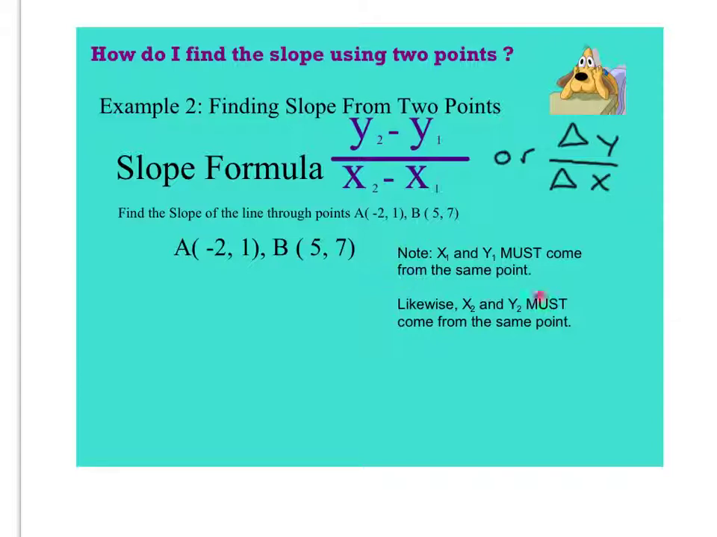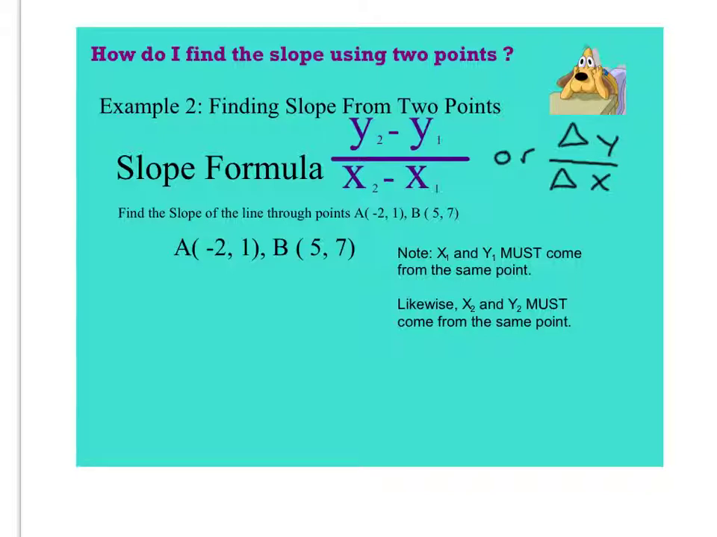Okay, so it says, note, x1 and y1 must come from the same point. x2 and y2 must come from the same point. So the very first thing that you should do in any one of these slope formula problems where you're only given 2 points, and it says to find the slope of the line, is figure out which point you are going to use for x2 and y2, and which point you are going to use for x1 and y1. I would normally recommend that you want your y2 to be the bigger y value. It doesn't really matter, but that's the way I always like to do it.